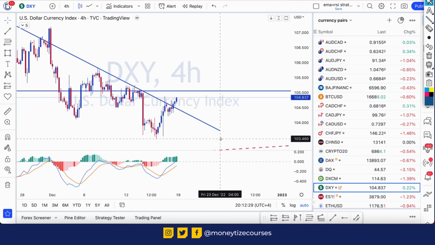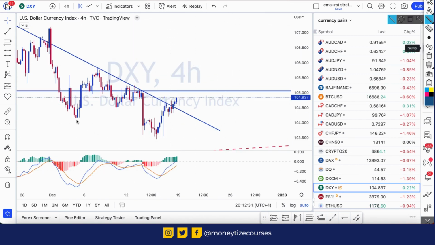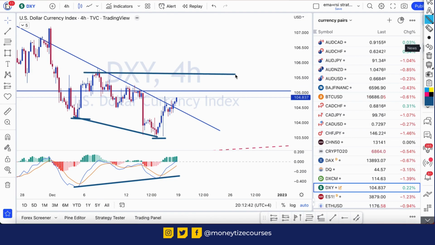Four hourly is also bullish, and we have a massive bullish divergence here on the four hourly. Bullish divergence, this is the lowest point, second lowest, and structure high would be here, which is slightly above 105.5. So let's see how it behaves. I think it is going to go upwards in the coming days.